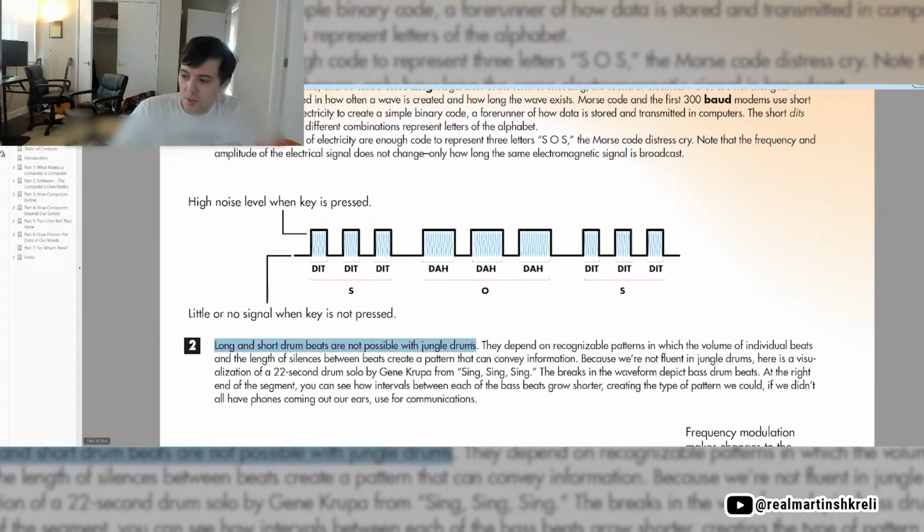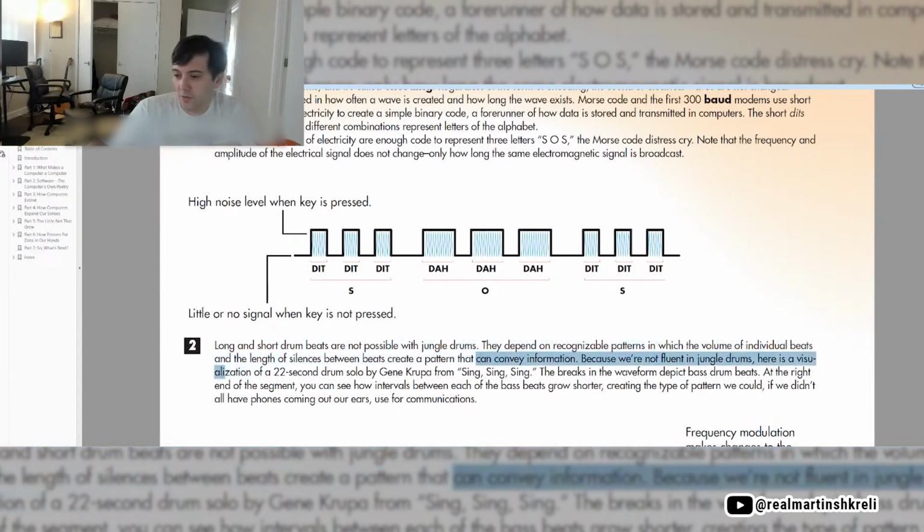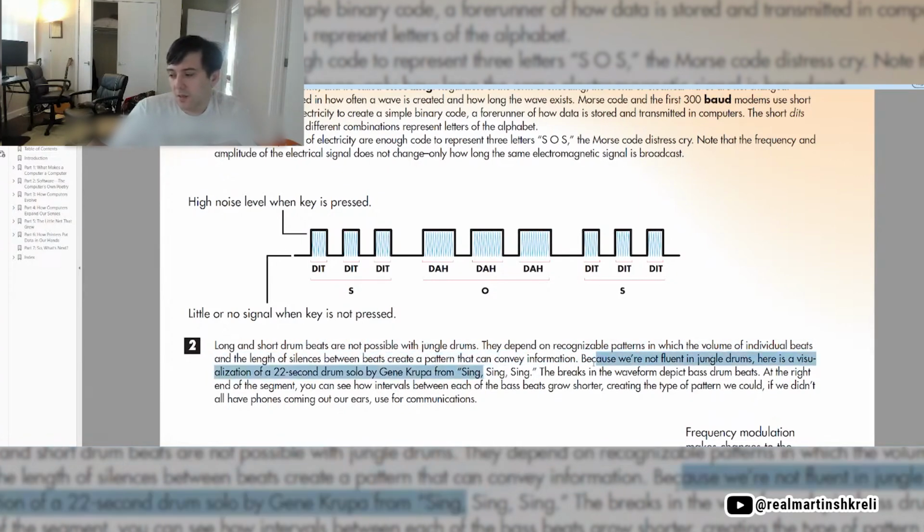Long and short drum beats are not possible with jungle drums. They depend on recognizable patterns in which the volume of individual beats and the length of silences between the beats create a pattern that can convey information.